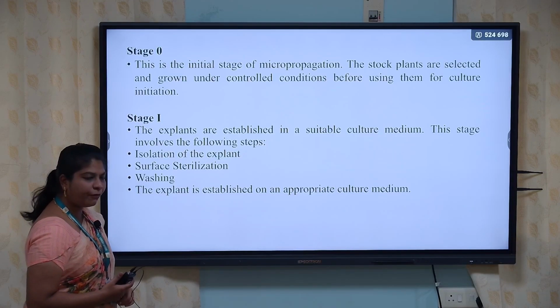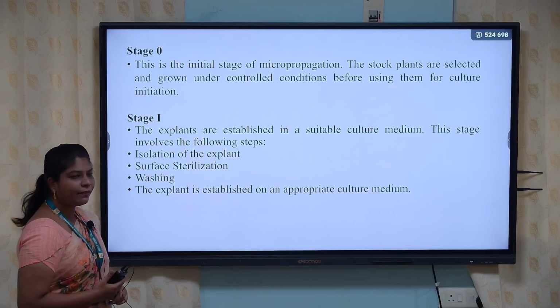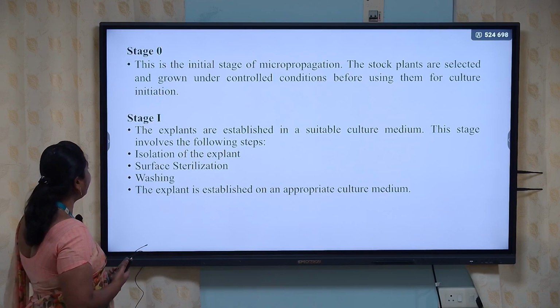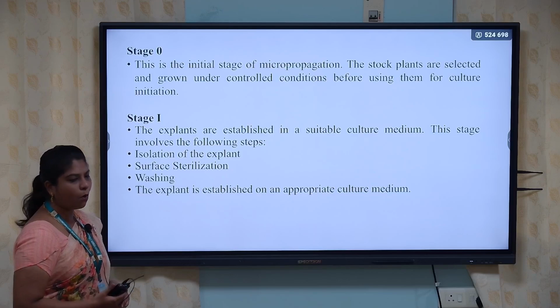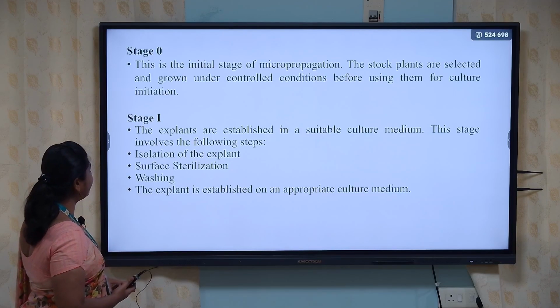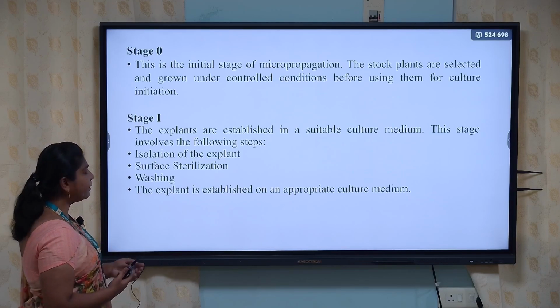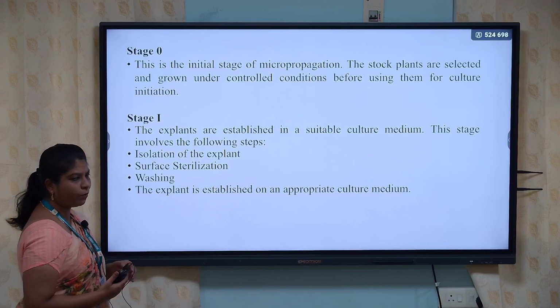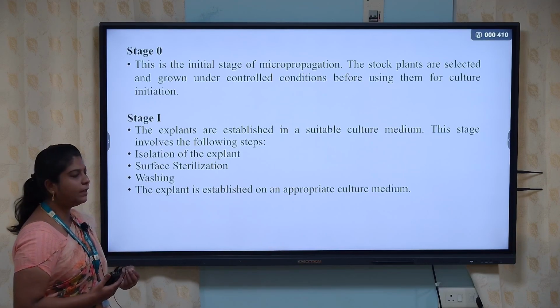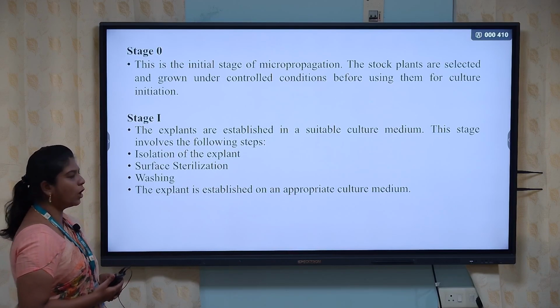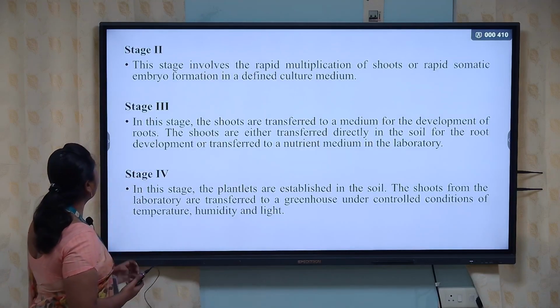As I said before, we have to give surface sterilization to the explants using certain chemicals, and wash the plants with distilled water. The explant is established on an appropriate culture medium. After the surface sterilization and washing, the plants have to be given a proper culture medium and inoculated.